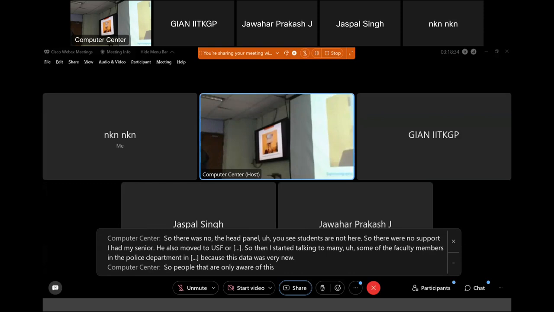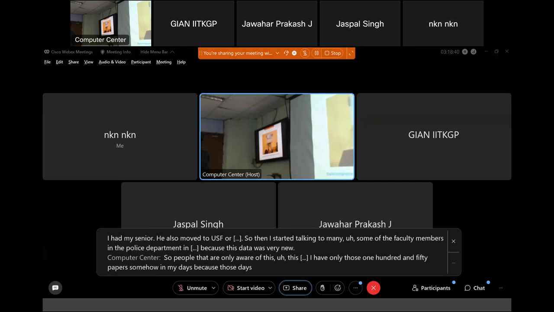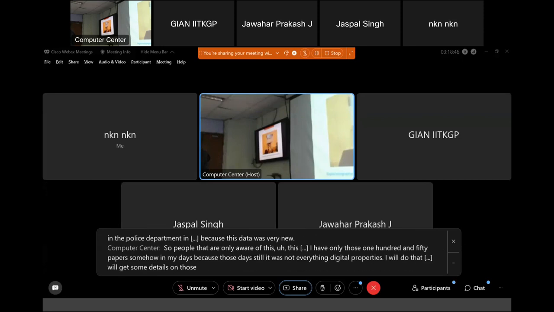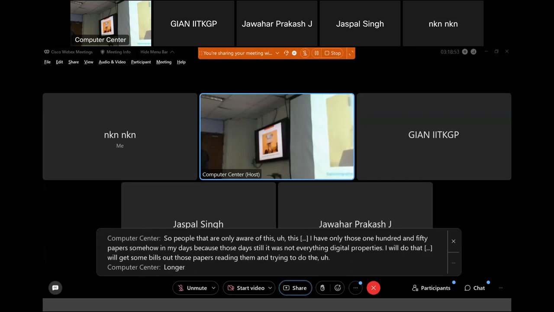I had only those 40 or 50 papers that I somehow managed, because in those days not everything was digital. From this library and that library, I could get some of those papers, reading them and trying to do digital holography, but not able to see anything. This is what Surakshita was mentioning, how to do that.